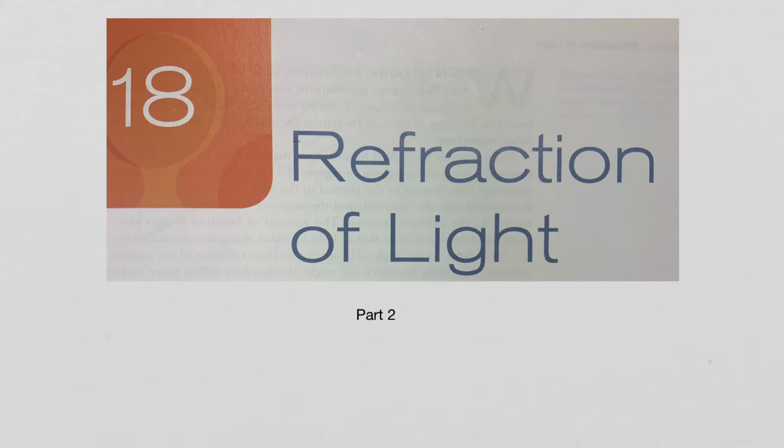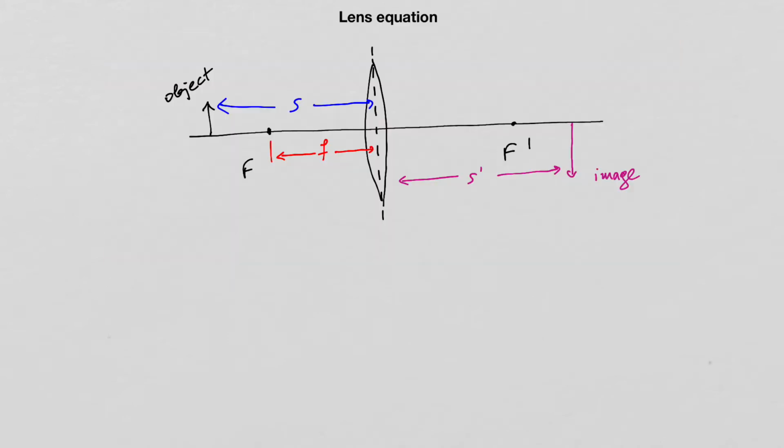In the second part of the lecture about refraction of light, I will discuss the lens equation and the parameters that determine the image generated by a lens. When discussing the lens equation and figuring out the parameters that determine the image produced by a lens, we need to know the following features of the object, lens, and image system.